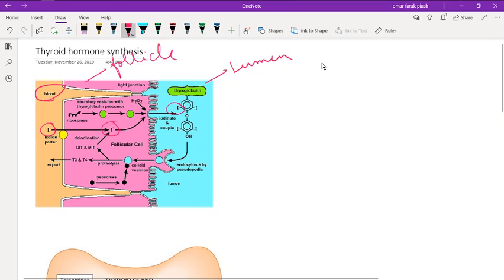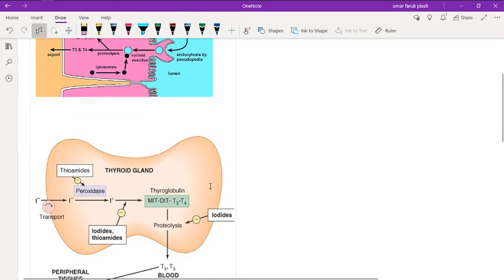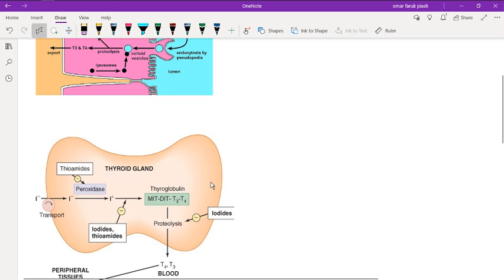Then this oxidized iodine hooks up with the tyrosine and forms monoiodothyronine and diiodothyronine. This is a picture: the iodine enters into the follicle and then it loses its electron and becomes oxidized, and for this oxidation process you need an enzyme called thyroid peroxidase.